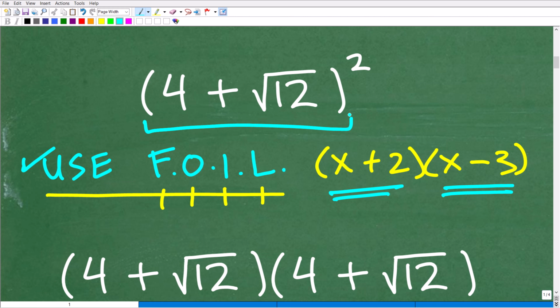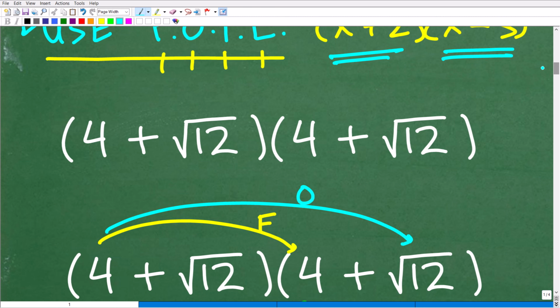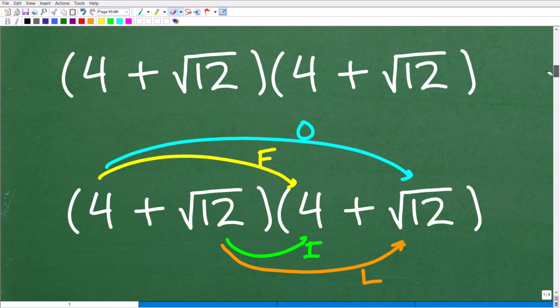First, we want to write this square, 4 plus the square root of 12, squared, as this times itself, because that's what it means to square something. So here we have 4 plus the square root of 12 times 4 plus the square root of 12. This is what 4 plus the square root of 12, squared, means. But now we have a binomial that we're multiplying by another binomial, so again, we're going to use this FOIL technique: first, outer, inner, last. For those of you that don't know the FOIL technique, this would be a good little review.